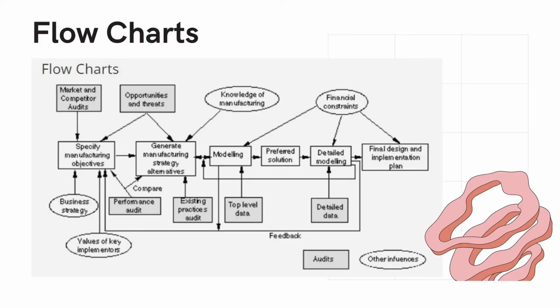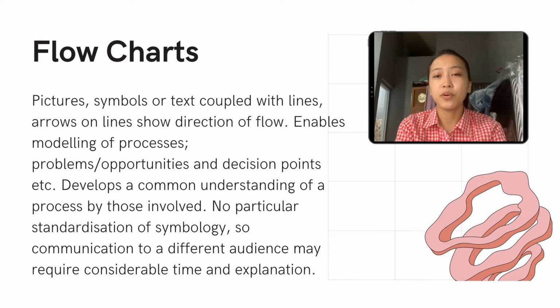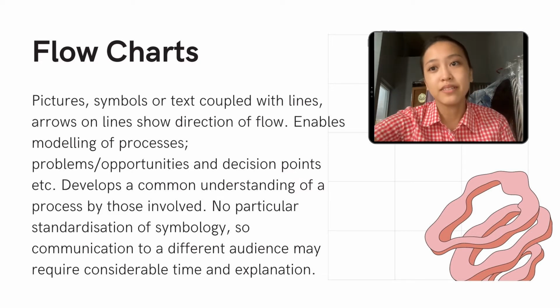And next one is flow charts. Flow charts are pictures or symbols or text coupled with lines, or arrows and lines, that show direction of flow. Enables modeling of processes, problems or opportunities and decision points, etc. Develops a common understanding of a process by those involved. No particular standardization of symbology, so communication to a different audience may require considerable time and explanation.